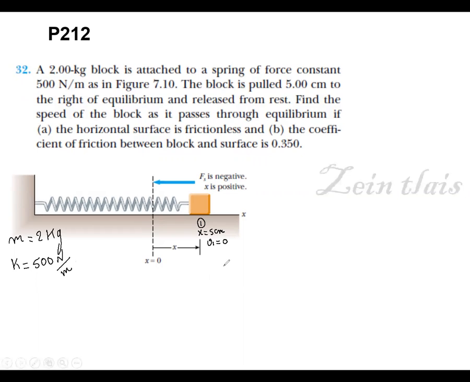Find the speed of the block as it passes through equilibrium. So we have to find the speed of the object. First of all, part A, if the horizontal surface is frictionless, we don't have interaction between the block and the surface. So in part A, we have to find V at the position O. The block will pass at this point. Let's say here we have V, and this one, the position O. Here we have VO.